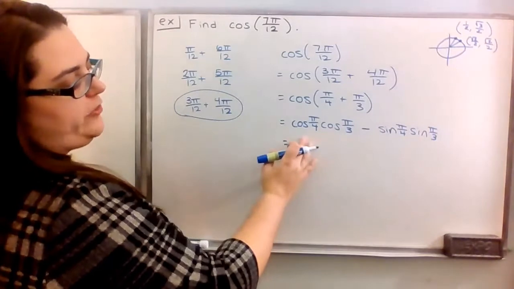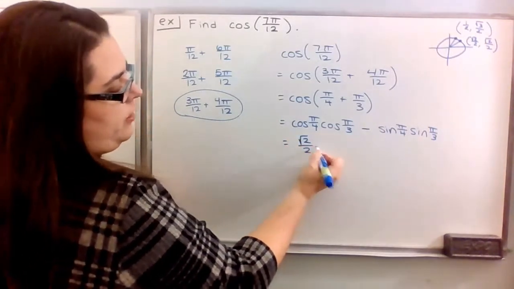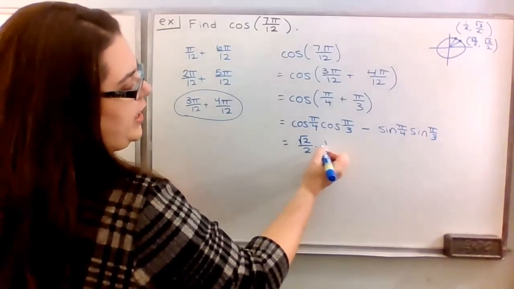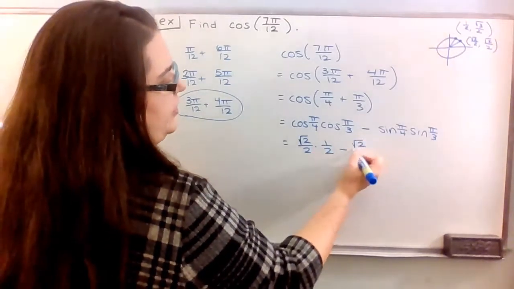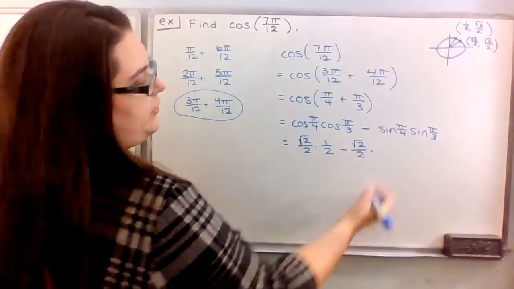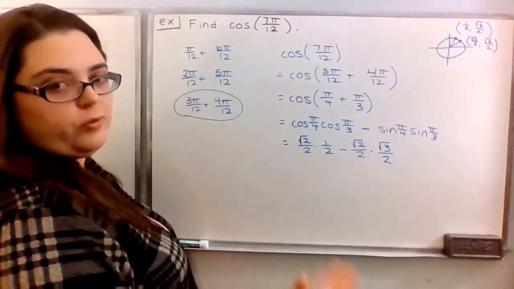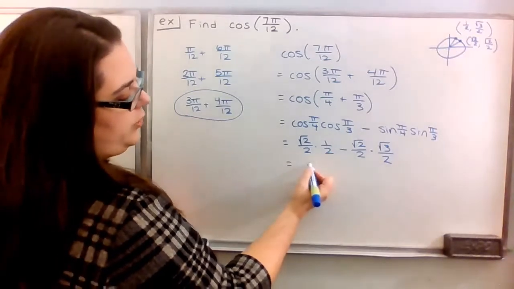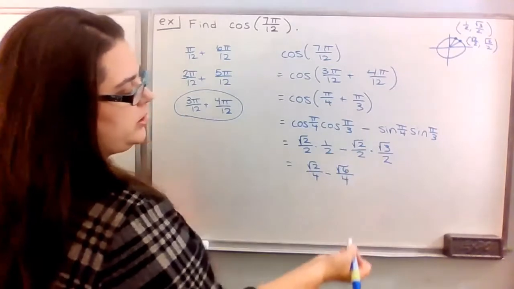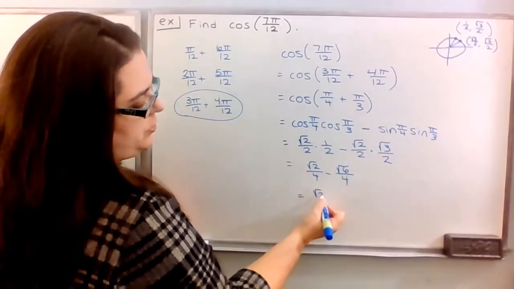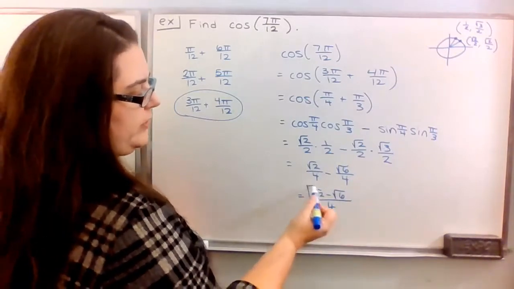So the x values come first. Cosine of pi fourths is root 2 over 2. Cosine of pi thirds is 1/2. Sine of pi fourths, so the y values, is root 2 over 2. And sine of pi thirds is root 3 over 2. When I multiply these fractions out, I'm going to get root 2 over 4 minus root 6 over 4. So that's going to combine to be root 2 minus root 6 all over 4. And we can leave our answer just like that.